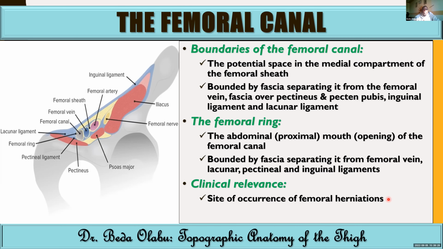A hernia is a protrusion of an organ through a defect. Most of the time, this will be protrusions of abdominal organs through some defects. In this case, abdominal organs protrude through the femoral ring. That means that they threaten to go to the thigh. That's herniation. There are different types of herniations in this region.